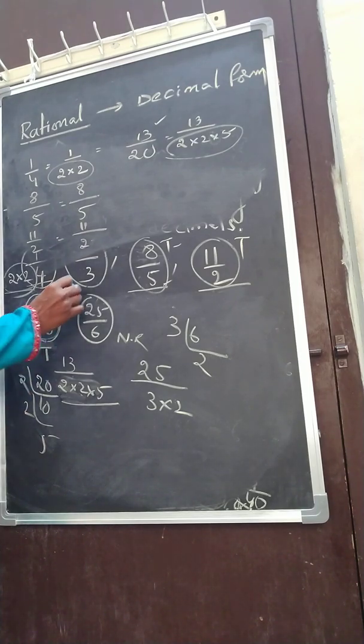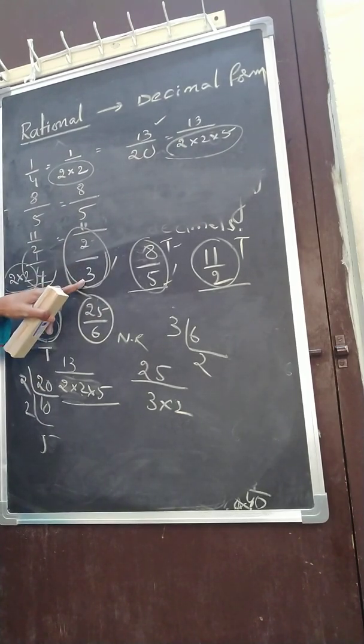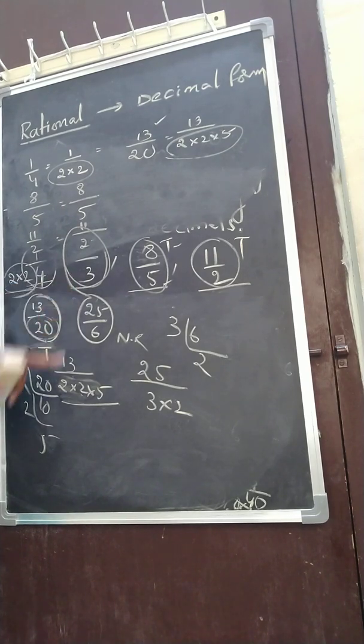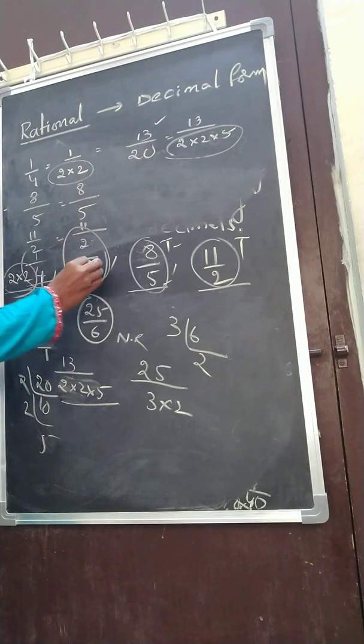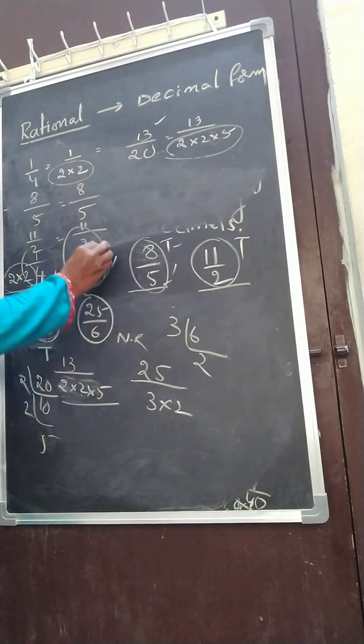If we see in the second case, 3 is the denominator. It is not 2, it is not 5. So instead of 2's and 5's, if any other number is there, it is non-terminating. So 3 is there. It's not 2's and 5's. That's why it is non-terminating.